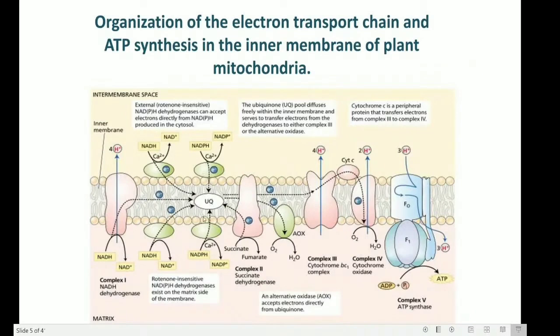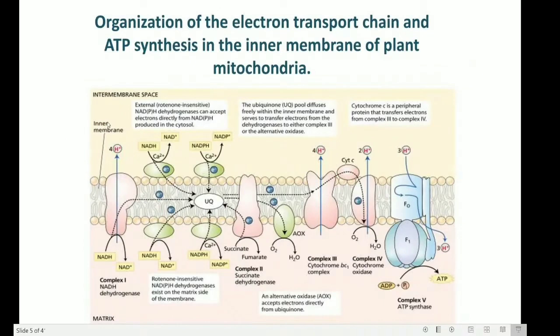Next, our third compound is the ubiquinone compound. This ubiquinone is freely mobile within the membrane, and it serves to transfer electrons. It can easily pick up the electron, move to any part, and release the electron to the specific activity.